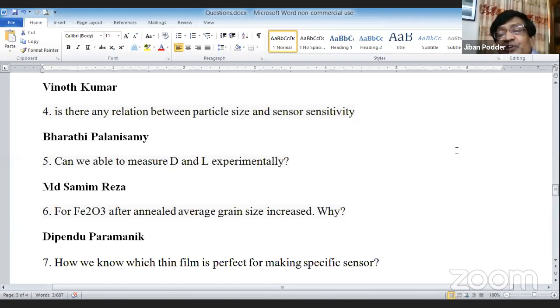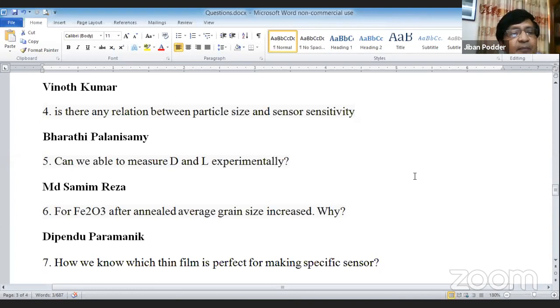Particle size should be smaller. At the same time, if you have more compact nanoparticles without any porous structures, that is not suitable for absorption. For sensitivity, you need nanostructures as well as porous structures at the same time. The more porous, the more absorption. So we have to think about that.